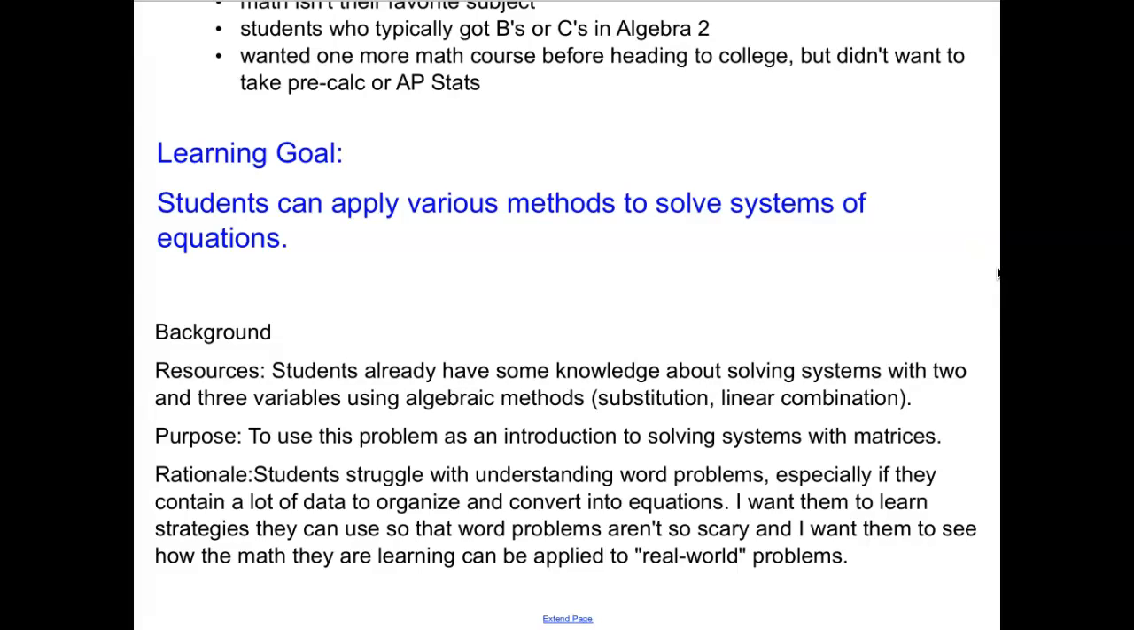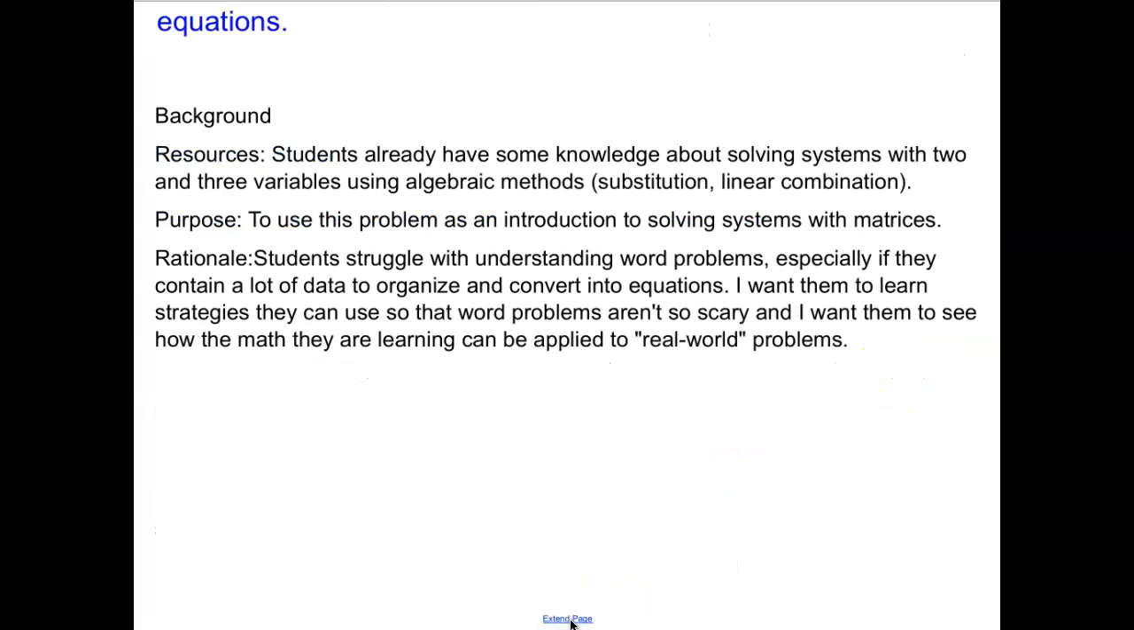For a background, students know how to solve systems with 2 and 3 variables using methods like substitution and linear combination. My purpose with this activity is to introduce the solving of systems with matrices. I talked a little bit about my rationale already, but typically students have a real problem with word problems that contain a lot of data. They have trouble organizing it, figuring out how they can convert it into equations and that type of thing. And so I want them to learn some strategies so that word problems aren't so scary for them, and to see how the things they're learning apply to them in the real world.